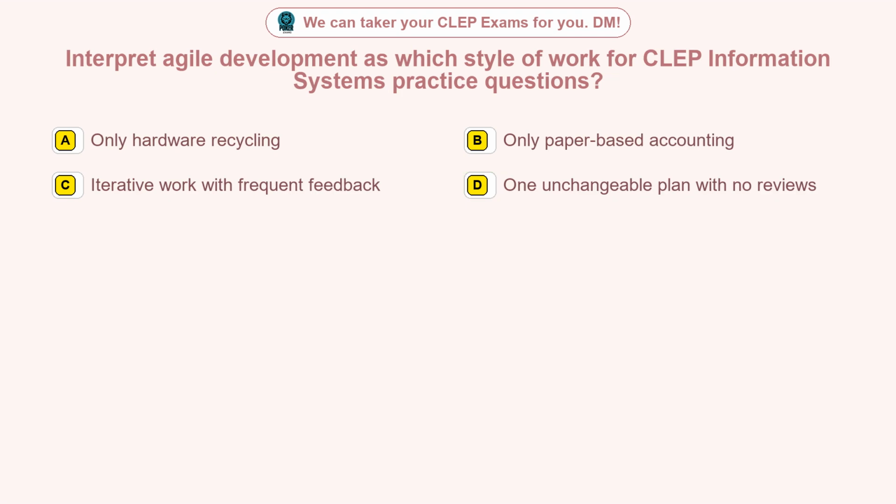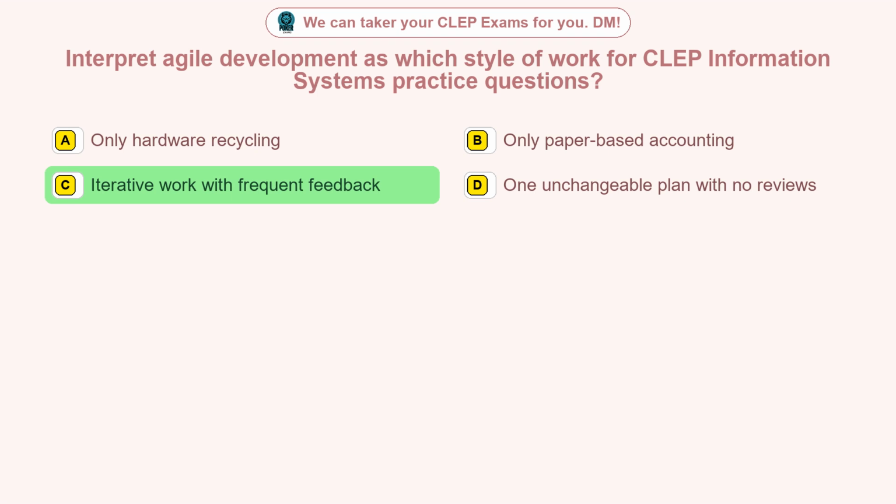Question 70. Interpret agile development as which style of work for CLEP Information Systems practice questions? Option A. Only hardware recycling. Option B. Only paper-based accounting. Option C. Iterative work with frequent feedback. Option D. One unchangeable plan with no reviews. The correct answer is option C.